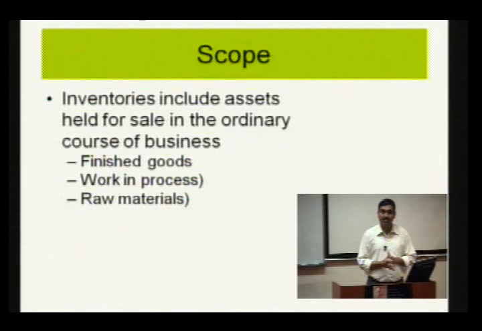What is the meaning of inventories here? Inventories include assets which are held for sale. Unlike the PPE, they are not held for sale. You buy and sell the inventory to make profit, and that is your main activity. And according to IAS 2, it includes the finished goods, it includes the work in progress and the raw material too.